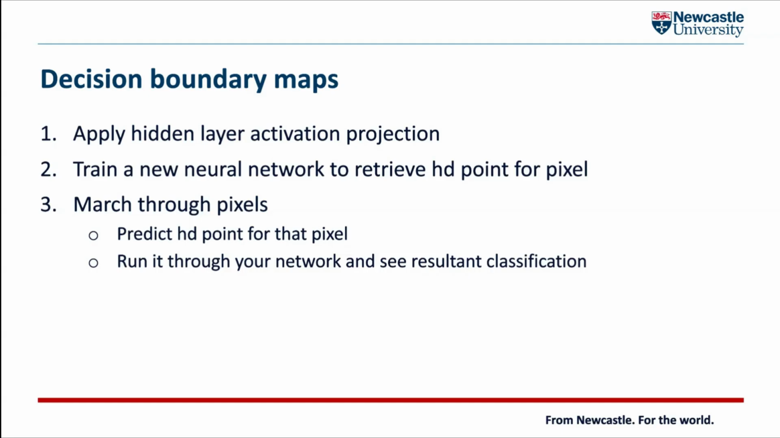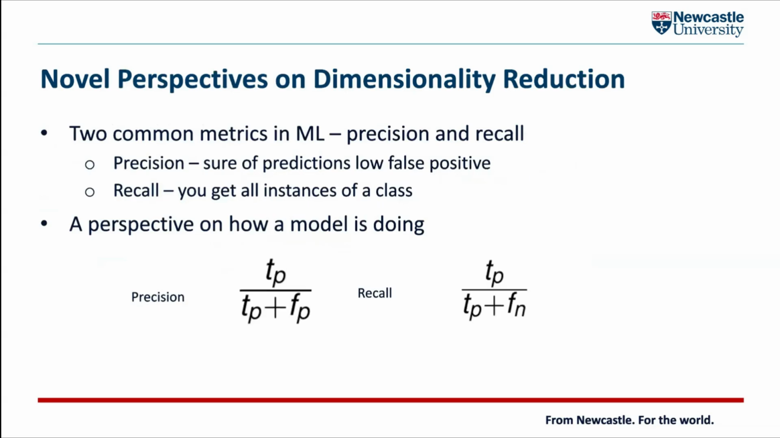Okay, and then once you do that, you have this decision boundary map, and now you have a nice little constrained profile, subject to your training data of where the class values are.